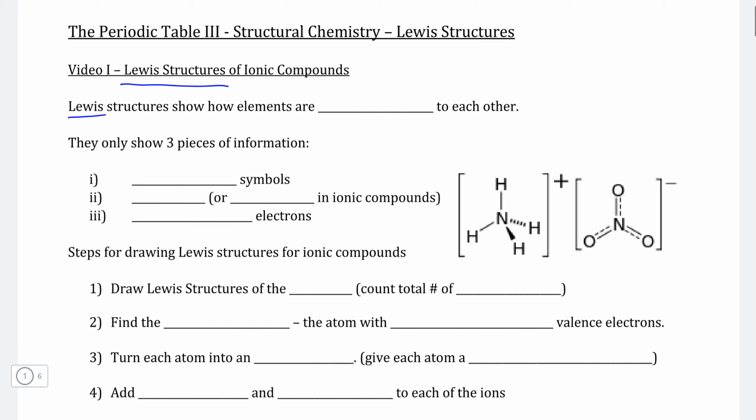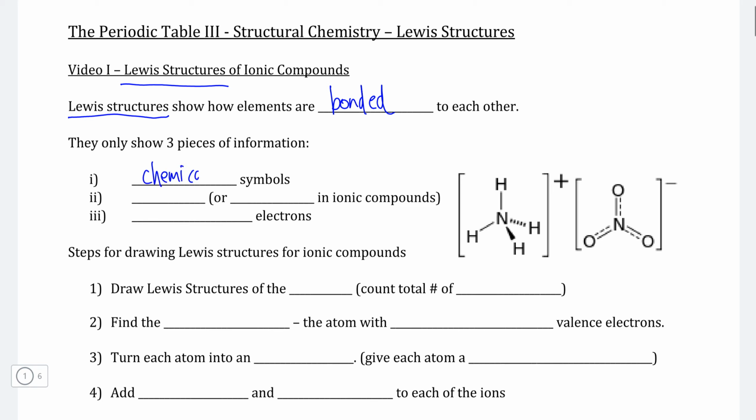Now, the first thing that you should remember about Lewis structures is that they appear superficially simpler than that of a Bohr diagram, because the primary purpose of a Lewis structure is to show how multiple elements are bonded to one another, as opposed to the structures of each individual atom within the compound. And consequently, Lewis structures only really contain three pieces of information.